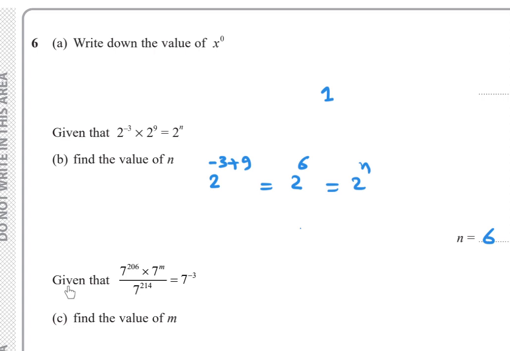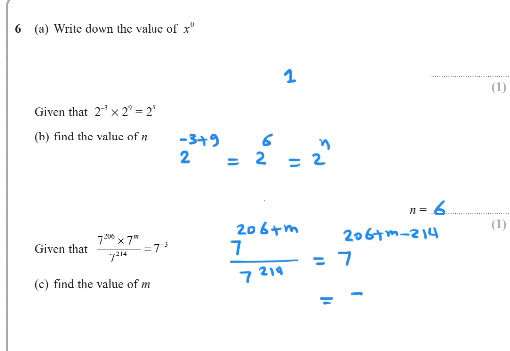For C, given that 7 power 206 times 7 power m divided by 7 power 214 equals 7 power negative 3, find the value of m. When we multiply, we add the power, so the left hand side can be written 7 power 206 plus m, divided by 7 power 214. When we divide, you have to subtract the power.